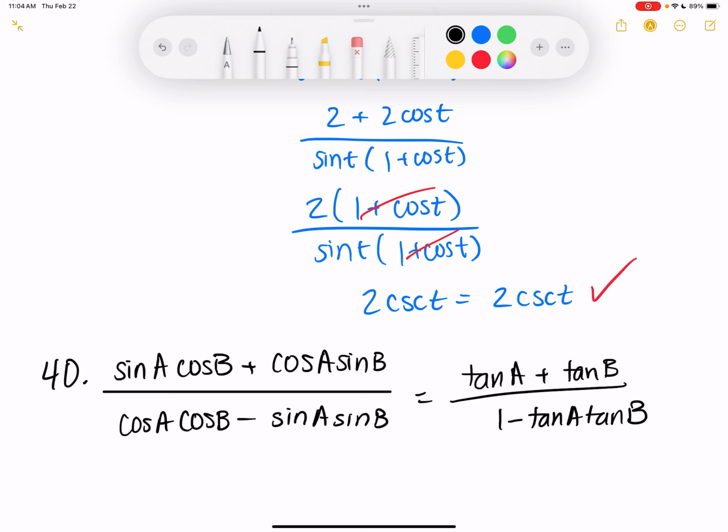But that would require me manipulating everything. But anyways, that was what I saw. And then I was like, that's not what they did. They ended up multiplying it by like 1 over cosine A cosine B or something like that. I was like, that just seems like a lot.